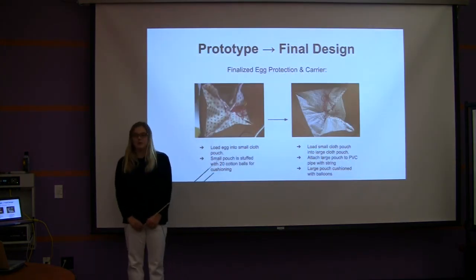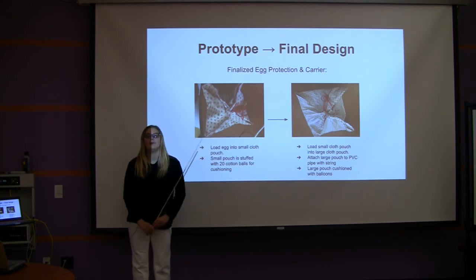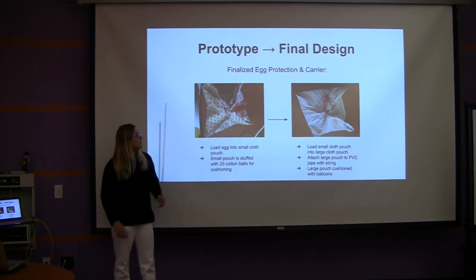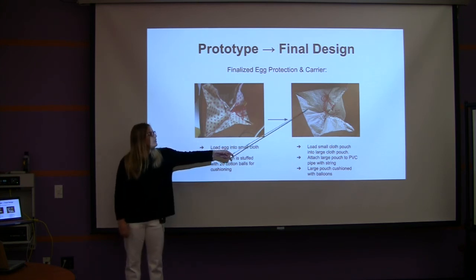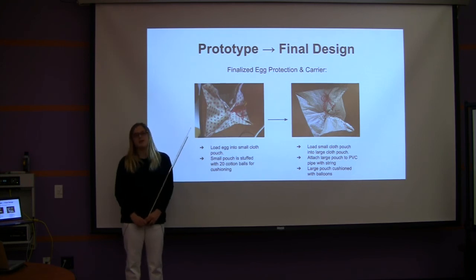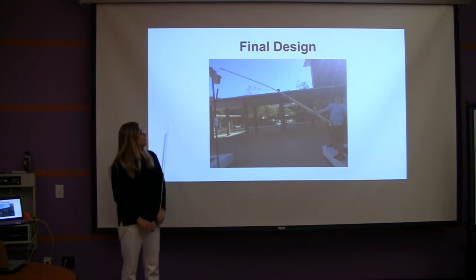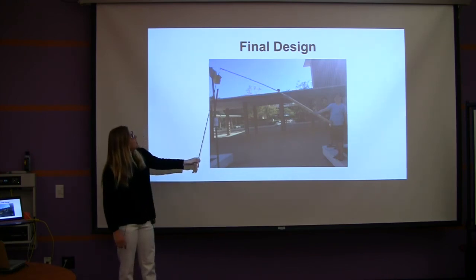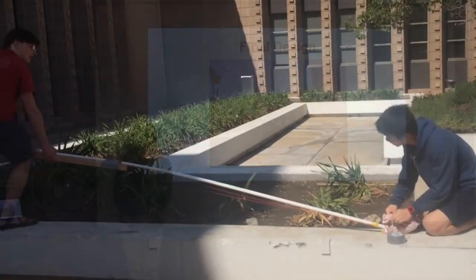In our transition from the prototype to final design, we finalized our egg protection and carrier. This includes a small cloth pouch filled with 20 cotton balls in which we would place the egg. This pouch then gets placed inside of a larger cloth pouch that is filled with balloons, slightly inflated, and then attached to the end of the PVC arm. So this is an example of the size of the balloons that would be cushioning at the bottom of the pouch. This is our final design. As you can see, it successfully places the egg into the bioreactor. Now let's watch a video of its performance.